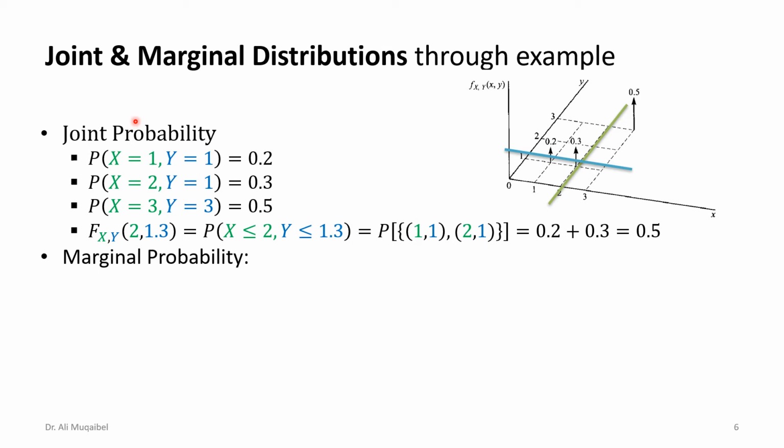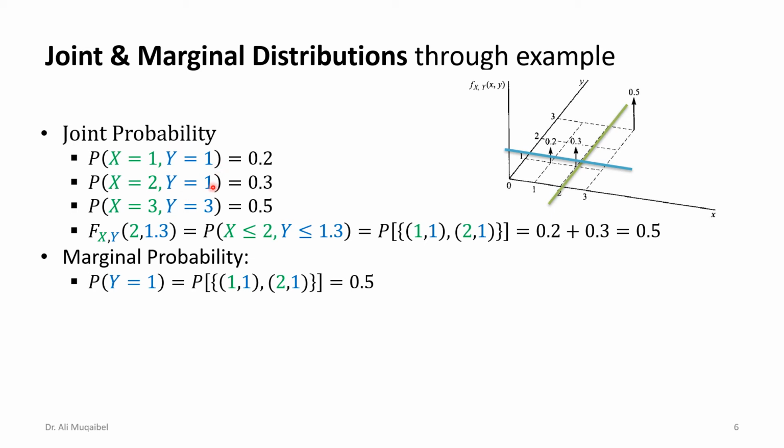We can also define the marginal probability. From the joint probability, we can get the marginal probability. The marginal considers only one random variable, so the other random variable will be marginalized. For example, I am asking what's the probability of y equal to 1. I'm not caring about x. I'm marginalizing x. I'm just looking at y.